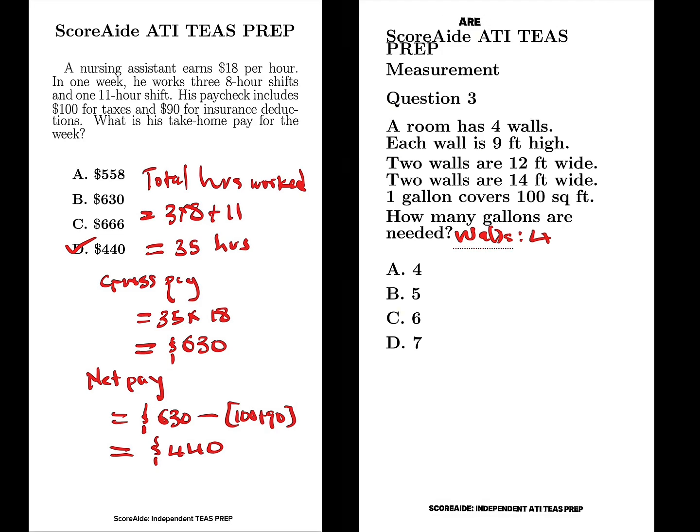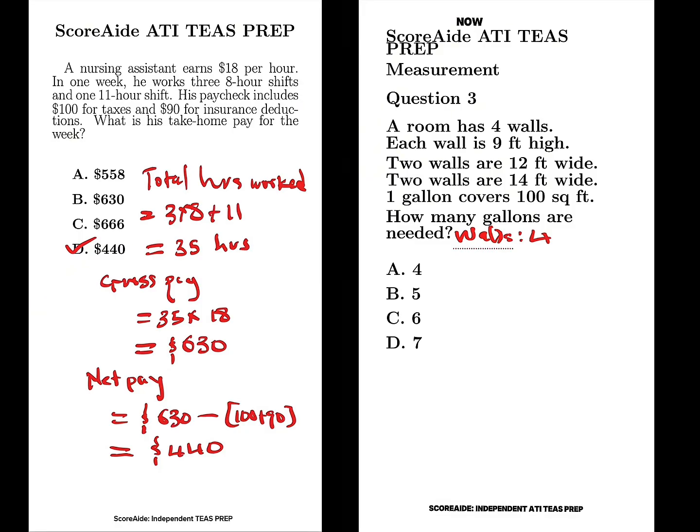2 walls are 12 feet wide. 2 walls are 14 feet wide. 1 gallon covers 100 square feet. How many gallons are needed? Right? So now let's look at it. They have the same height, right? So we can try to picture that. We need to look for the area, the surface area.